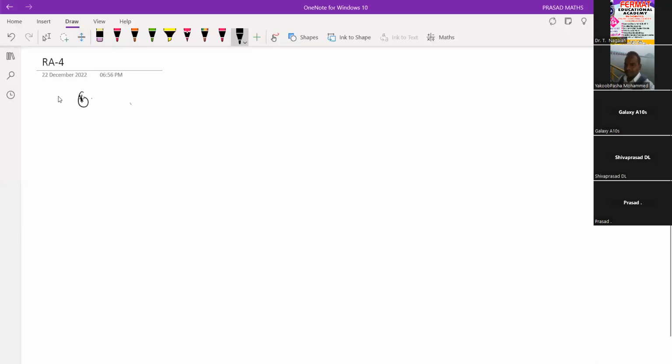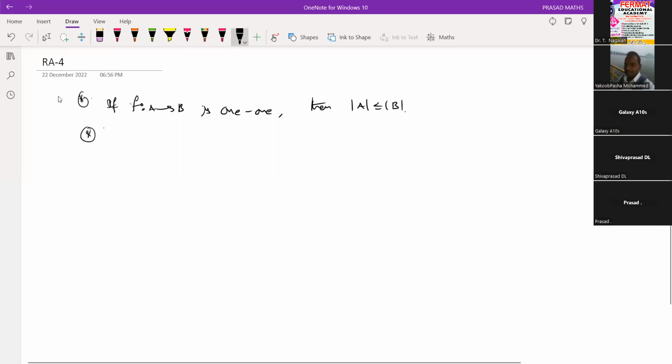Suppose f is a function from A to B and f is a 1-1 function, so automatically the cardinality of A should be less than or equal to the cardinality of B, right? Is it true? So obviously true, right? If a function is a 1-1 function, the cardinality of A must be less than or equal to the cardinality of B, right? So based on this idea, we can form one question.